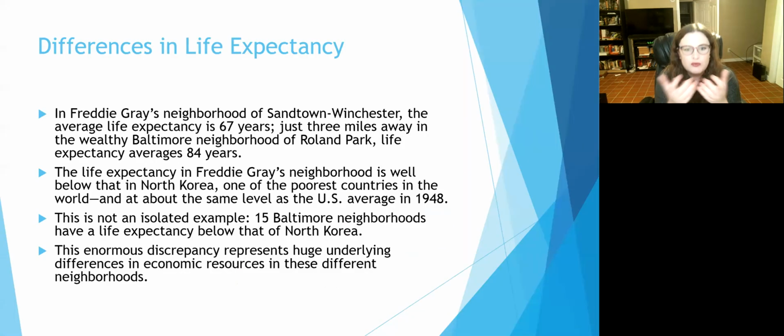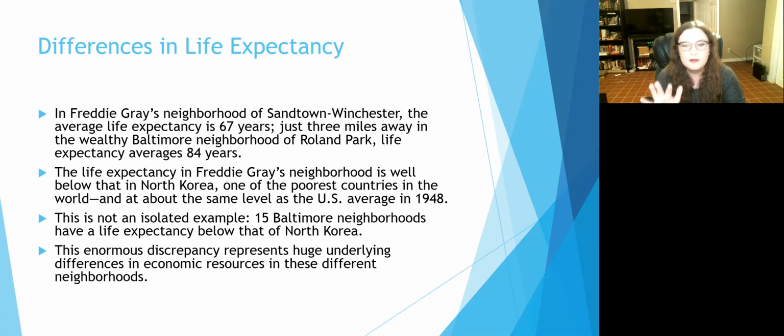So there's just massive differences in life expectancy in these two areas. In Freddie Gray's neighborhood, the average life expectancy was 67, while right up the road it was 84. The life expectancy in Freddie Gray's neighborhood is well below what it is in North Korea. Right? North Korea, one of the poorest countries in the world that has had about the same GDP level for decades and has massive starvation in the country, has a better life expectancy of about 68 than this one neighborhood in Baltimore.